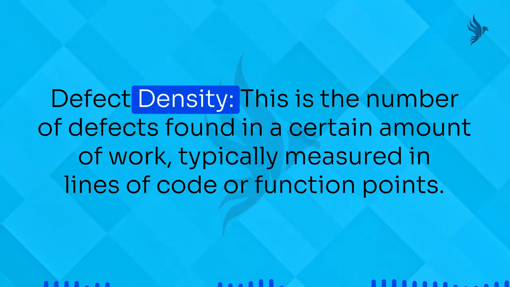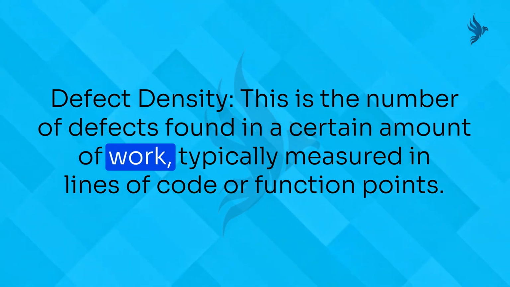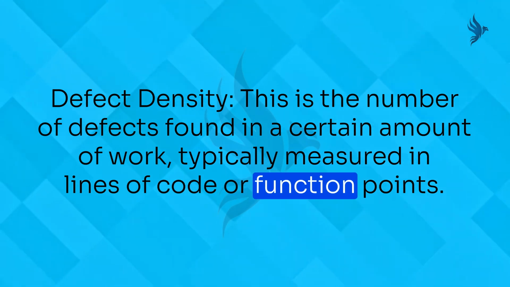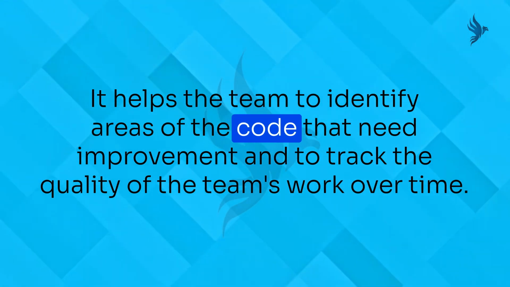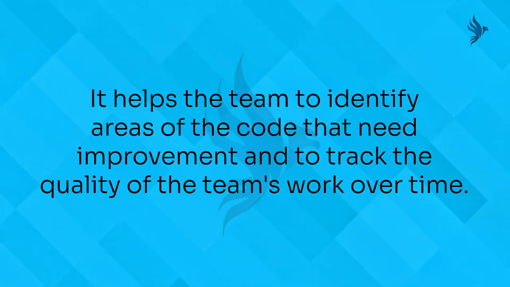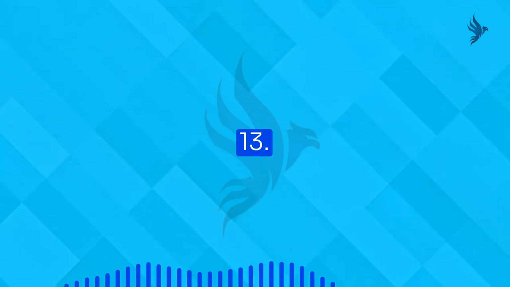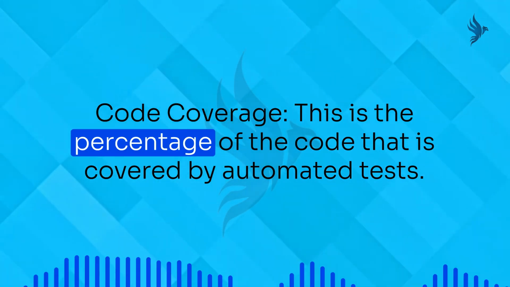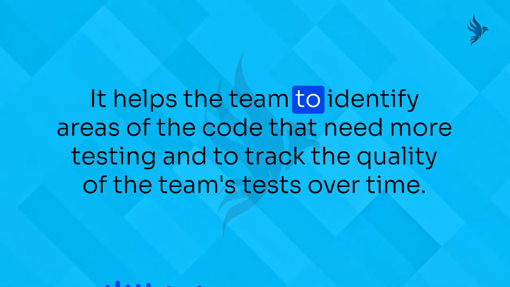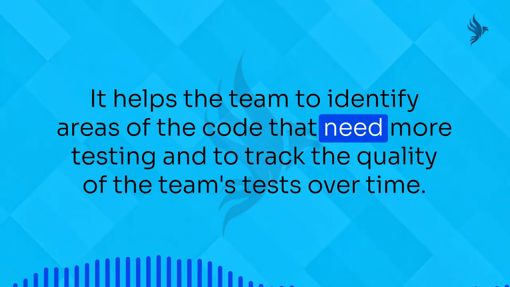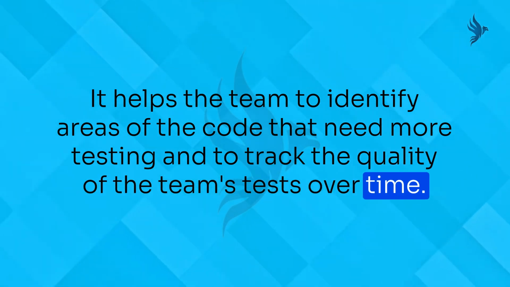12. Defect density. This is the number of defects found in a certain amount of work, typically measured in lines of code or function points. It helps the team to identify areas of the code that need improvement and to track the quality of the team's work over time. 13. Code coverage. This is the percentage of the code that is covered by automated tests. It helps the team to identify areas of the code that need more testing and to track the quality of the team's tests over time.